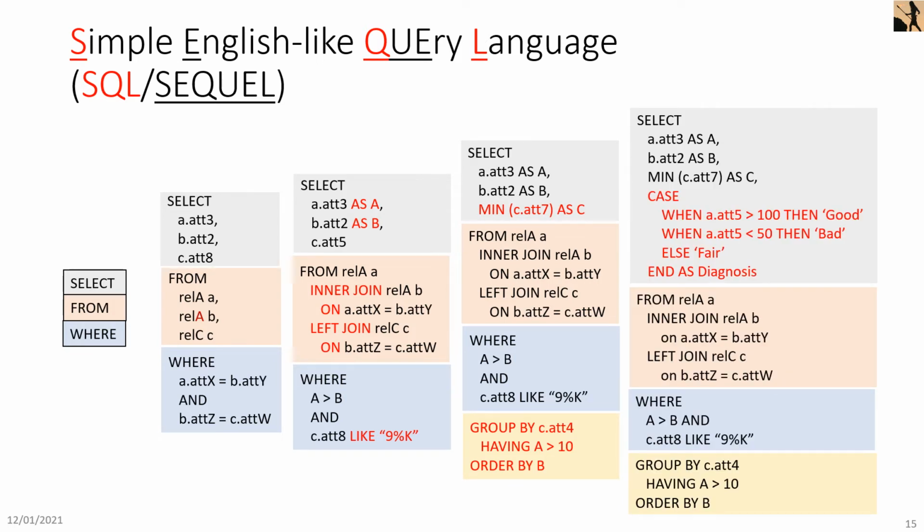Finally, it might derive additional attributes. For example, we have two threshold values. If the value is larger than the higher threshold, we label this additional attribute as good, or bad if it is lower than the lower threshold, or fair if it is in between.